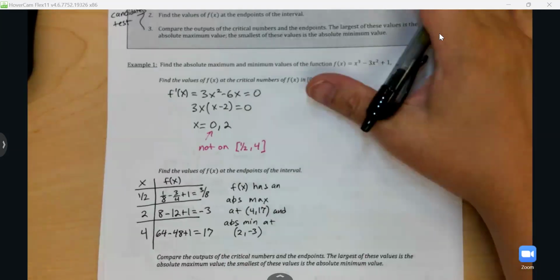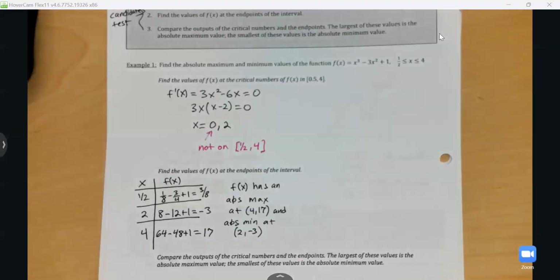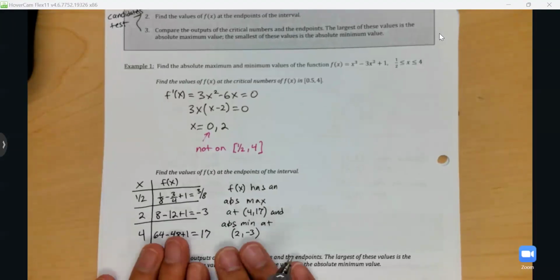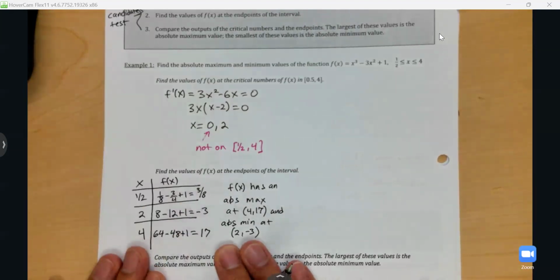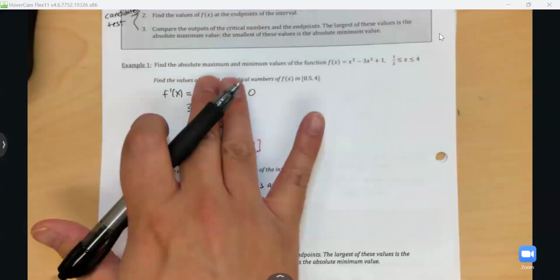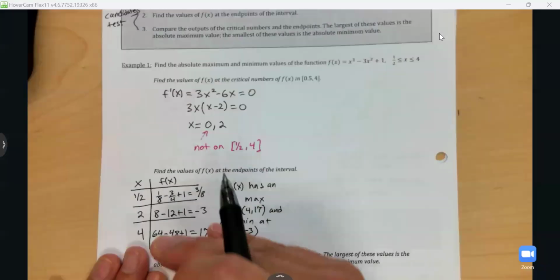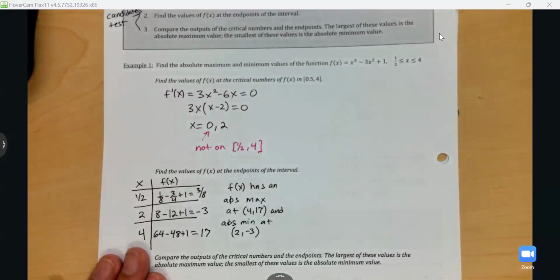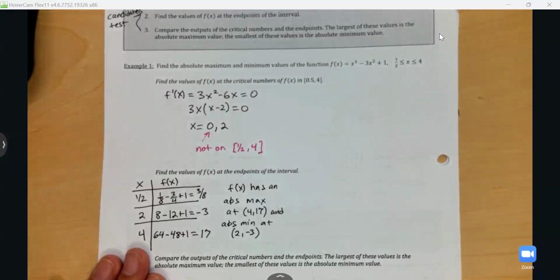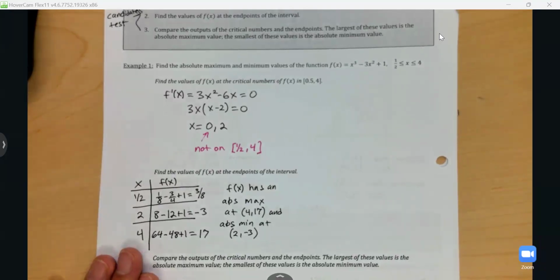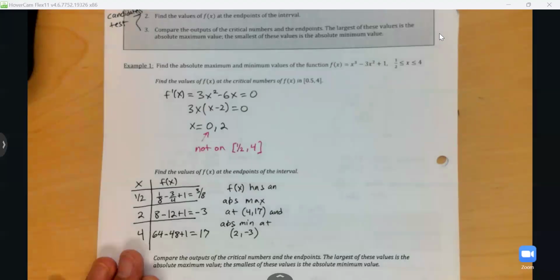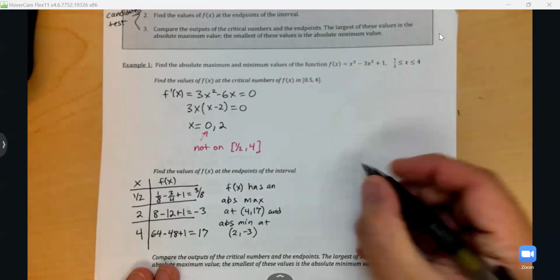Okay. So the other thing I want to point out is that if you're being asked to justify your absolute max or absolute minimum, your candidates test is the whole justification. Okay. So if you see wording like find the absolute max and min, justify your answer, this right here is sufficient. Usually I'll see that as being the wording on a free response for finding absolute maximums and minimums, or they'll just say, show the analysis that leads to your conclusion. Okay, so again, this right here is sufficient.